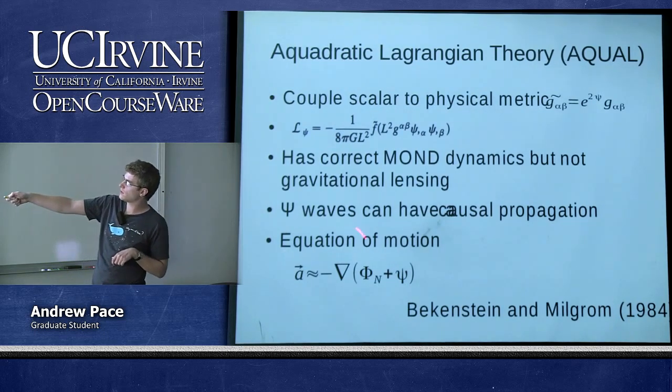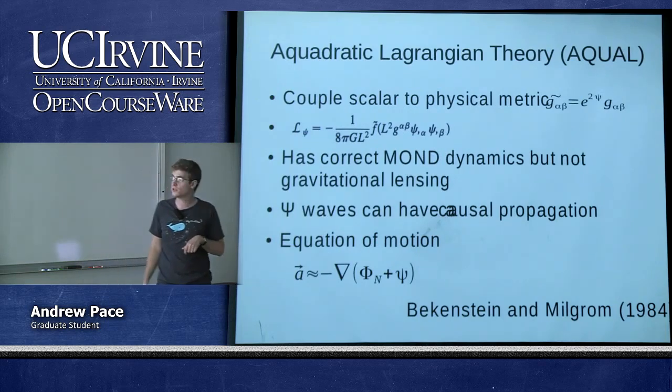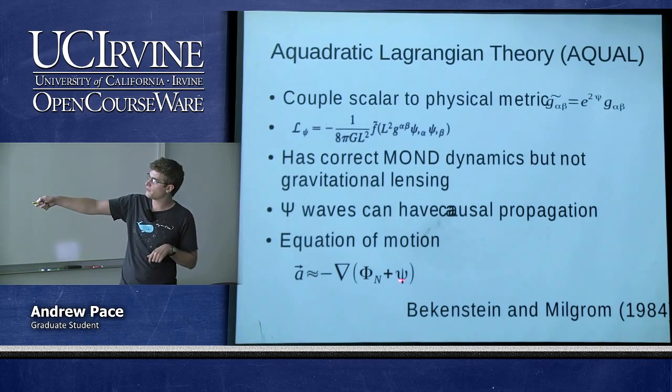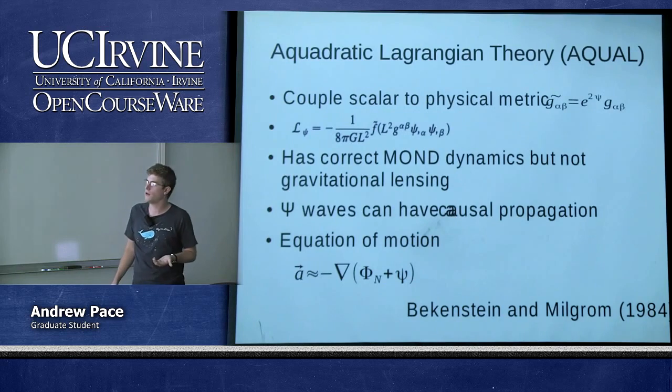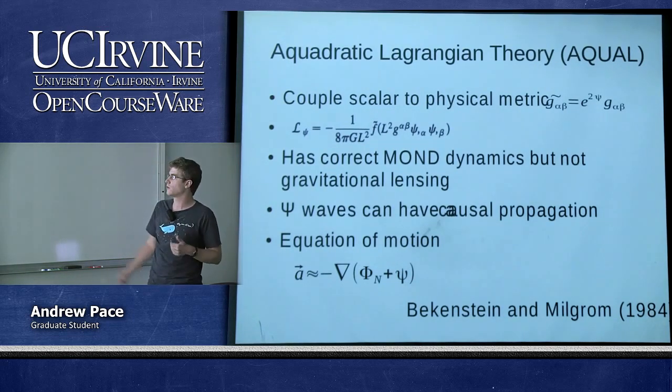And this last thing is your final equation of motion here. This phi is your scalar field, and depending on the value of phi there, you'll get MOND dynamics or Newtonian dynamics, whether it's small or large.